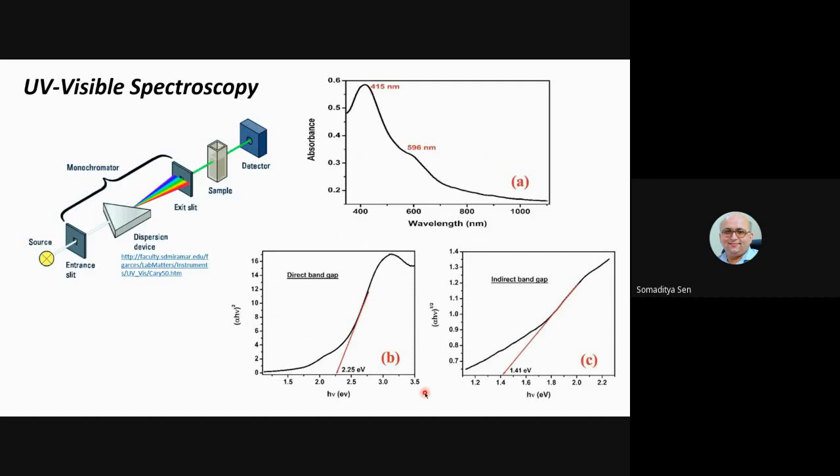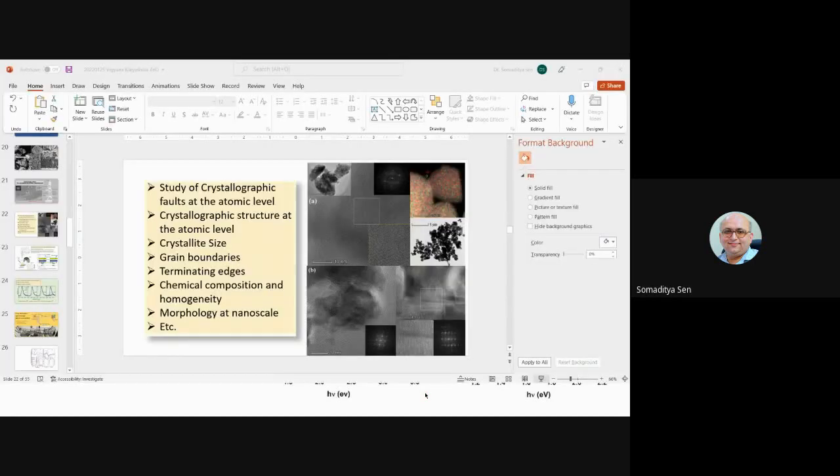Okay, so let's go to simpler things like UV-visible spectroscopy, which is mostly available in all labs. When we do UV-visible spectroscopy, we have a source which passes through an entrance slit to make the beam a little streamlined.